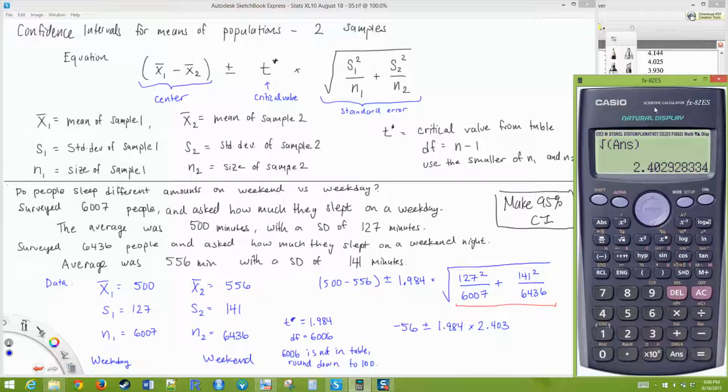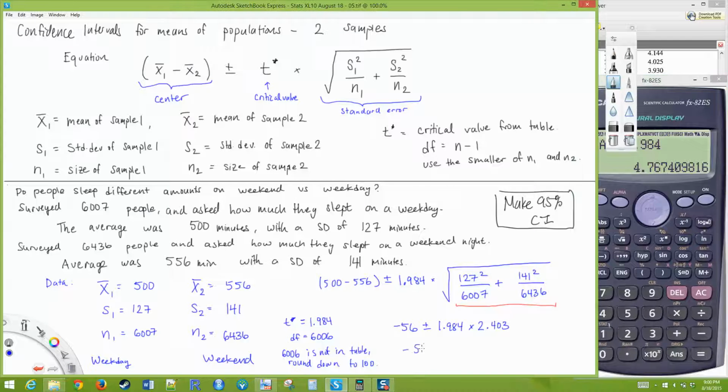Again, if you didn't catch all that, you can go on YouTube and watch this and see how I typed it in. But basically, I like to do everything on the inside, take the square root of that, and then continue. Now I'm going to multiply this by 1.984. And so I have negative 56 plus or minus 4. I'm just going to round off to 4.77. You can keep more decimals if you want, but for this, I'm just going to do negative 56 plus or minus 4.77.